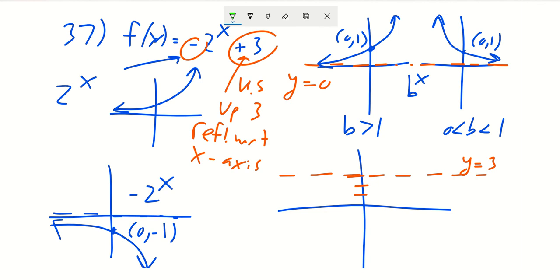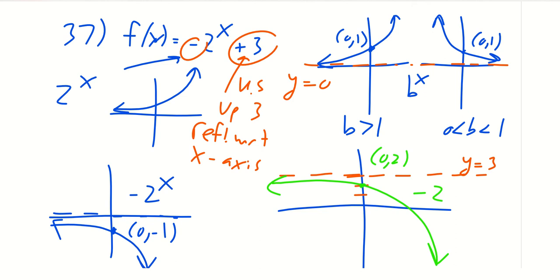The ordered pair, which was at (0, -1), if you move that up 3 spots, is now going to be at (0, 2). And because of the reflection, the shape of the graph looks like this. So this is the graph of negative 2 to the x plus 3. It once again was obtained from the graph of our parent function, 2 to the x, which is an exponential graph of type 1. And then we had a reflection about the x-axis, and then it was vertically shifted up 3 units.